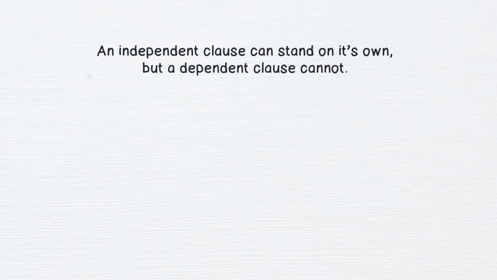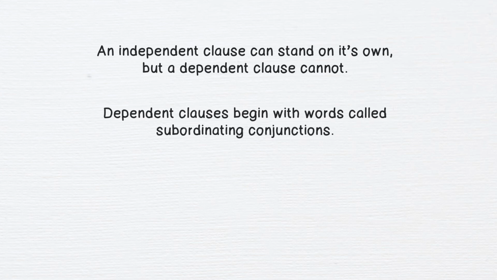So, in review, an independent clause can stand on its own as a complete sentence, but a dependent clause cannot. Dependent clauses begin with words called subordinating conjunctions. The most common subordinating conjunctions can be remembered using the acronym AWOOBIS.